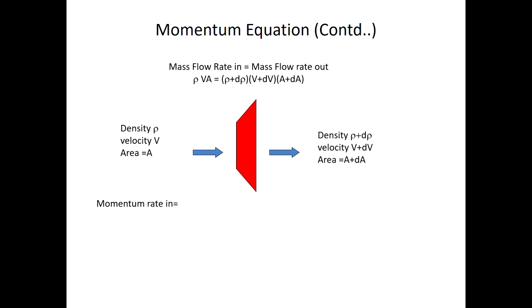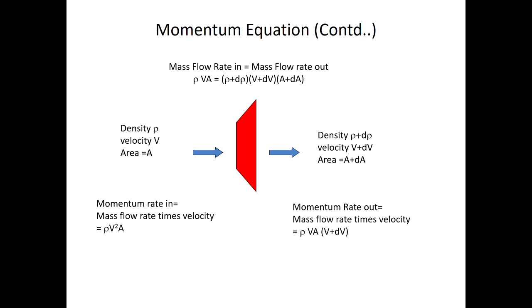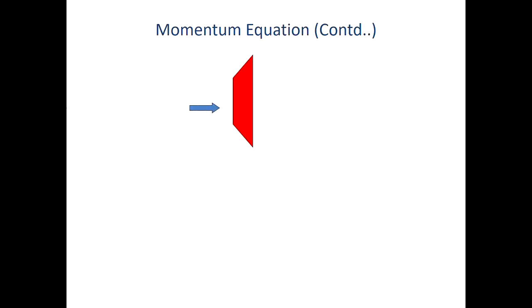How about the momentum rate? Rate at which momentum is coming in is the mass flow rate times the velocity. So it's rho times V squared times A. That's what's coming in. What's going out? Same mass flow rate, which is rho VA, but now it's leaving with a different velocity, higher or lower, we don't know. All we know is V plus delta V. The delta V could be positive or negative. But we do know that the rate of change of momentum is what comes in minus what goes out.